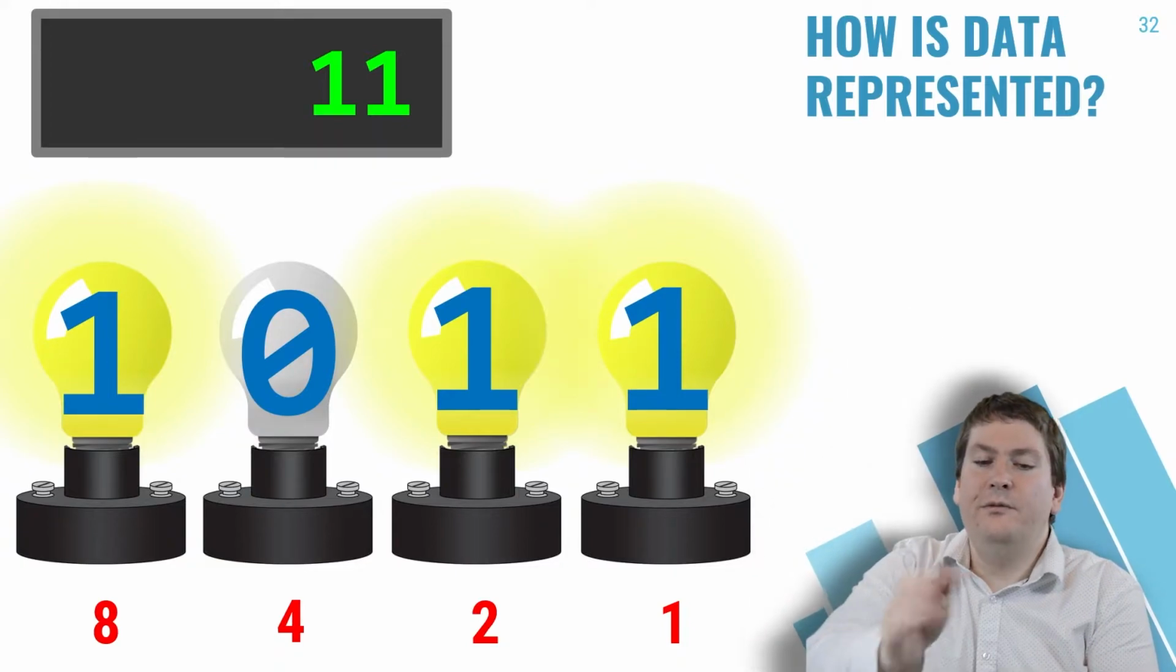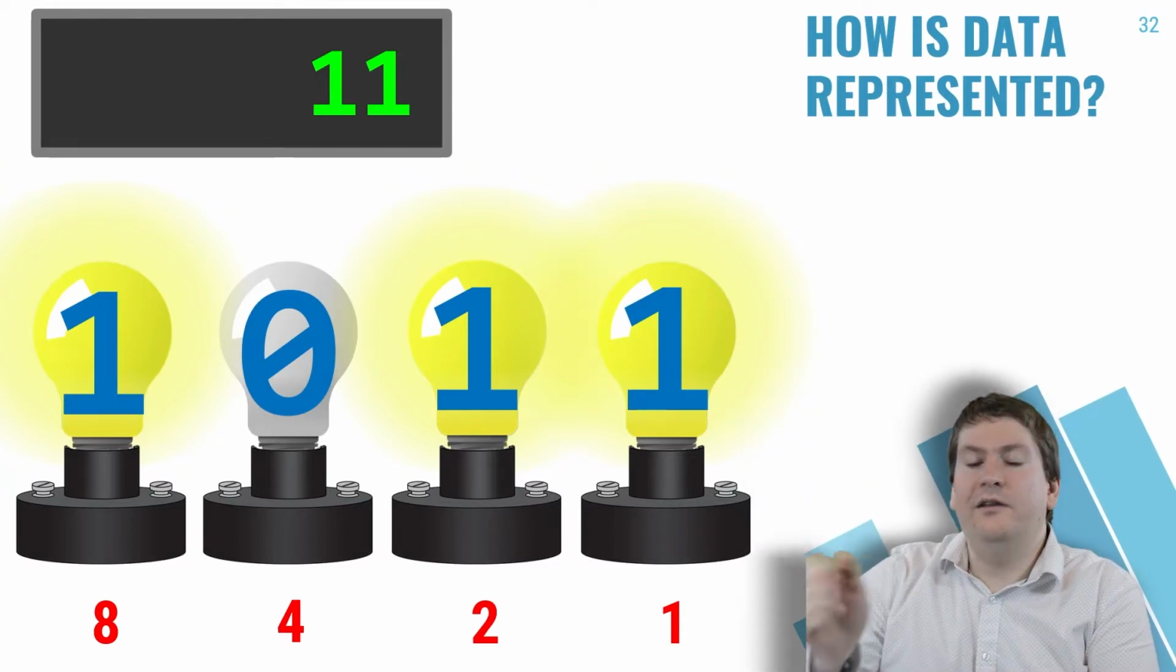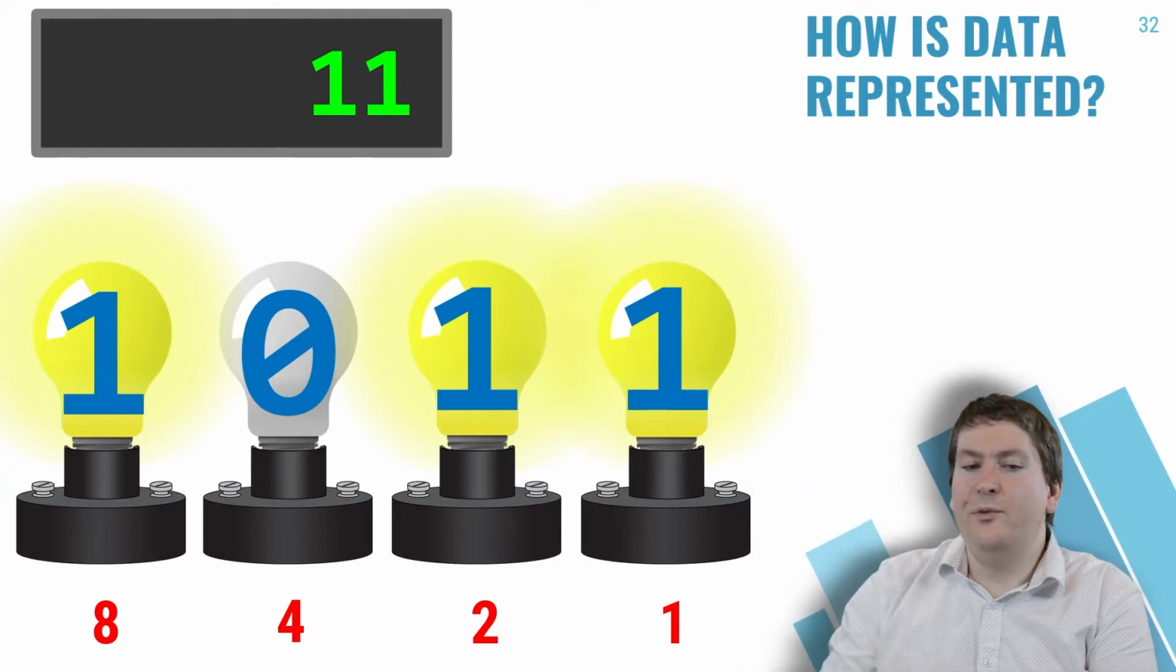There's a 1 for the 2, so we use the 2. We're going to add the 8 plus the 2. And there's a 1 for the 1, so we use that 1. So whenever the light's on, there's a 1. Whenever the light's off, it's a 0. And this is how we can convert back and forth between those numbers.